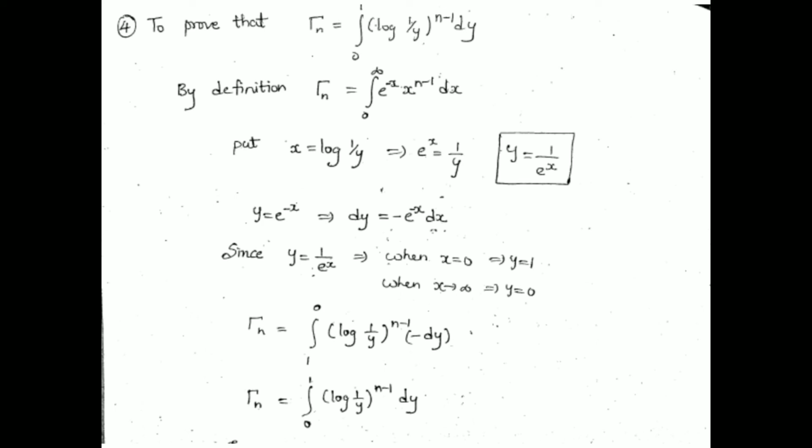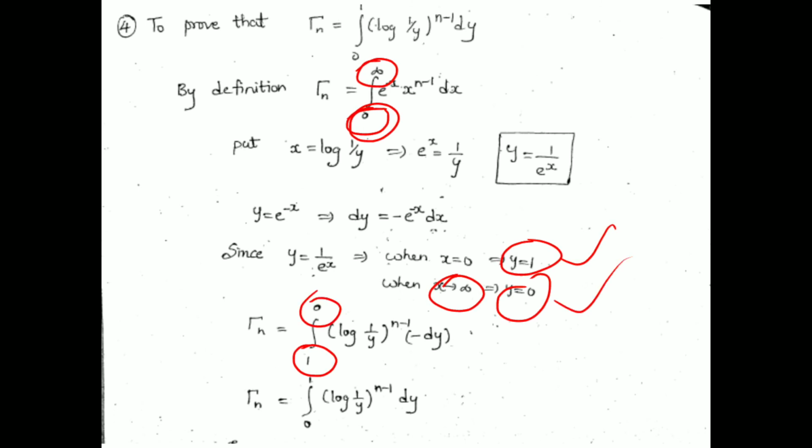While we are substituting, we must keep track of the limits in the case of integration. As y is equal to 1 by e power x, when x is 0, the lower limit is 0, so it becomes 1 by e power 0, 1 by 1, so y is equal to 1. And when x is equal to infinity, 1 by e power infinity, that is 1 by infinity, y is 0. So you can see the lower limit 0 has been replaced with 1, and the upper limit infinity has been replaced with 0 based on this calculation.